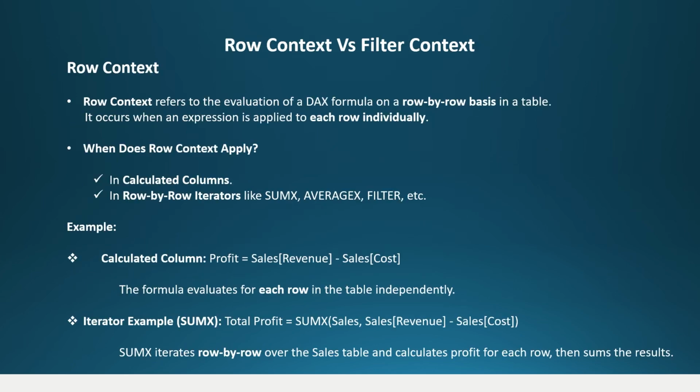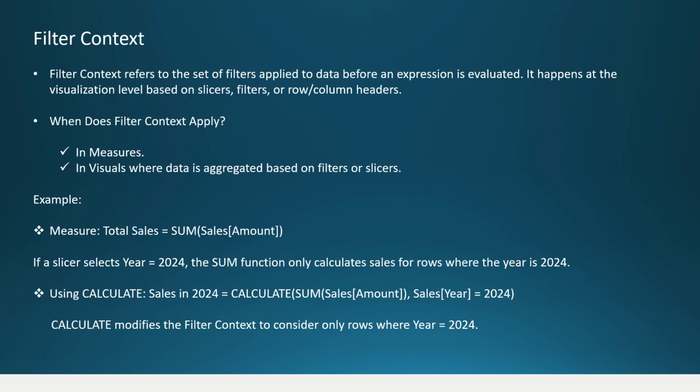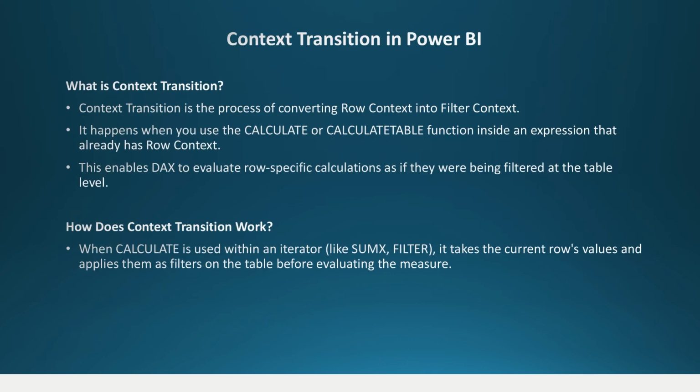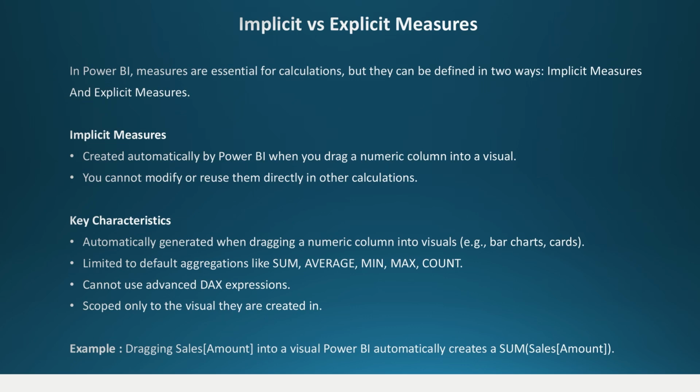We also understood the difference between row context and filter context. And then we also looked at the filter context in detail. And then we looked at the context transition in Power BI, how you can do the context transition from a row context into a filter context. And then we also looked at the difference between implicit and explicit measures. And that wraps up our beginner's guide to DAX. I hope you found this tutorial helpful and you are now more confident with the foundational DAX functions. Remember, practice is key. So dive into Power BI and start experimenting.